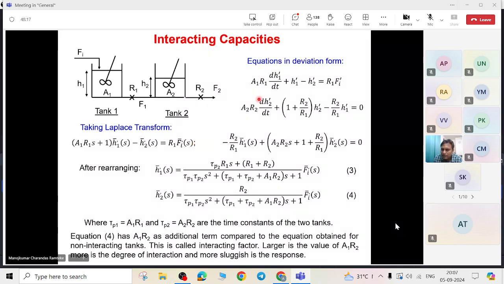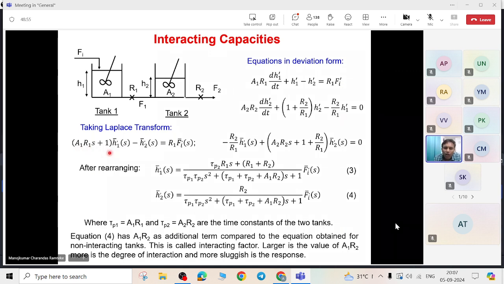Similarly, this equation also we can apply the Laplace transform. Let's take this second term first. So that becomes R2 by R1 H1 dash s. Then this particular term will have A2 R2 into S into H2 dash s, isn't it? And this H2 dash s is also here, isn't it? We can take this H2 dash s common. So we get A2 R2 s plus 1 plus R2 divided by R1, with H2 dash s as a common factor here. Now these are the two equations we have obtained in the Laplace domain.